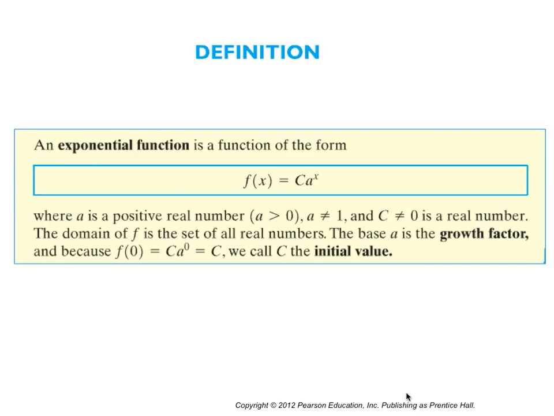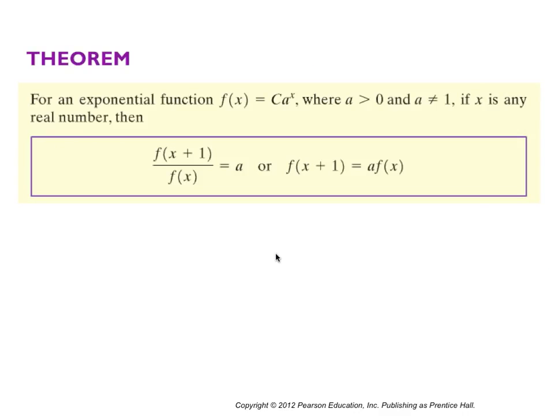So exponential functions are always going to be in the form of f of x equals c times a to the x, where a is going to be a positive real number that's not equal to 1, and c is not going to equal 0, it's going to be a real number. The domain of f is the set of all real numbers. The base a is called our growth factor, and because f of 0 is going to be c times a to the 0, which would just be c, we call c the initial value. So it's kind of our starting point.